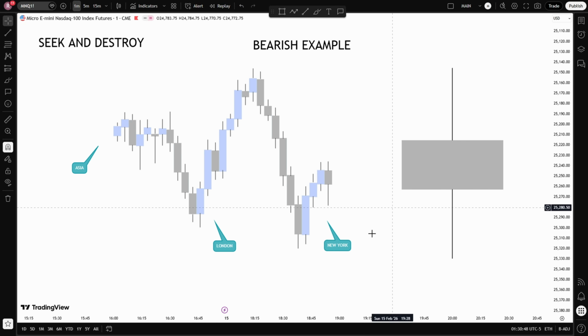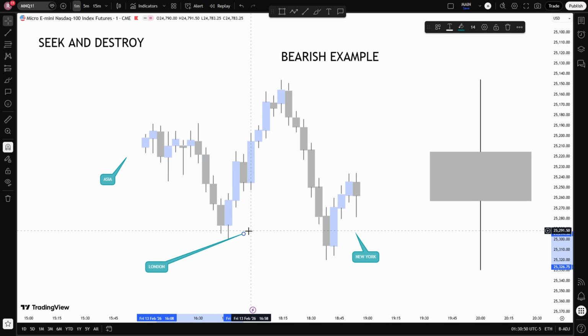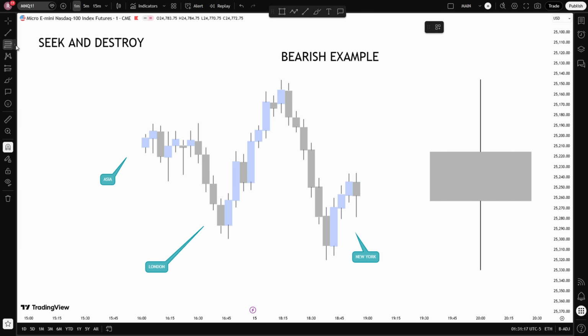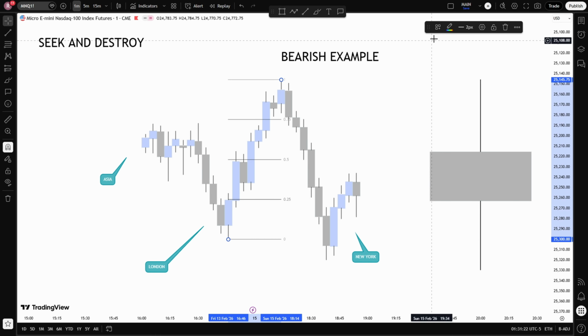If I were going to anticipate or actually trade a seek and destroy profile, my approach would be very different from how I trade expansion days. Instead of trying to trade breakouts or continuation outside of the range, I would focus on trading back into the range. So rather than looking from the inside of the range outward, I would be looking from the outside of the range back inward. The first thing I would do is mark out the London range. Once I have the London high and low, I would draw equilibrium, identifying the premium and discount zones of that range. From the low to the high, the 0.5 level becomes the midpoint.